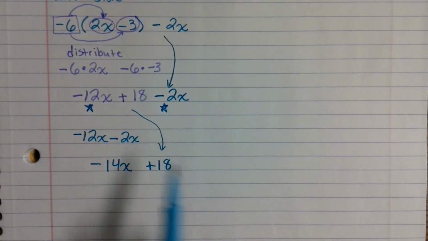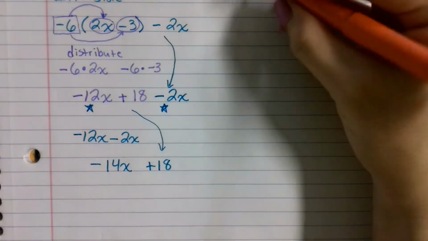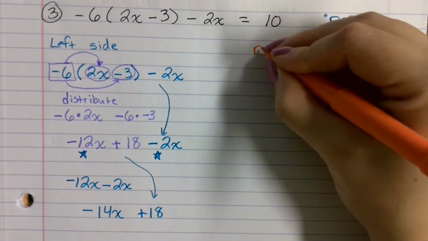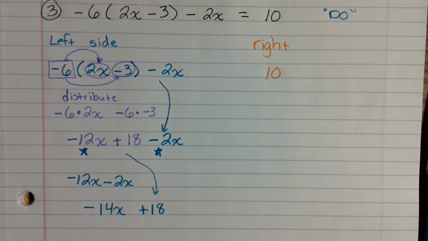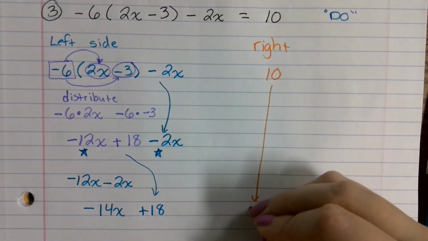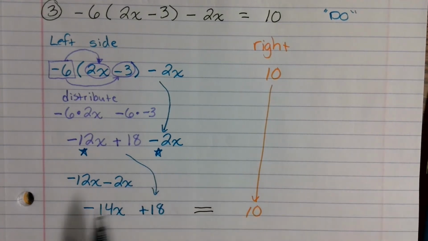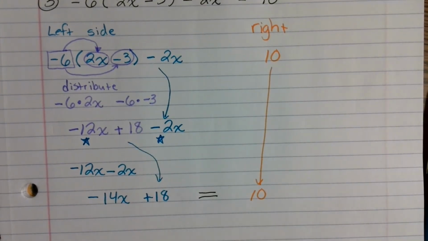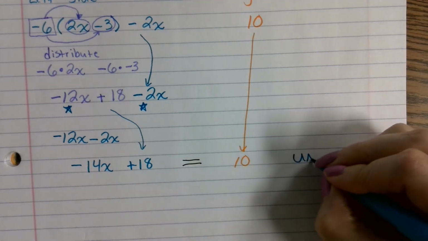All right, are we simplified now? Yes. Okay, so now let's go on over to the right side. The right side of the equation was a 10. Can I simplify 10? No. So I drop it all the way down to the problem, and now I can put my equal sign. So here is my equation. I'm now ready to go ahead and undo.